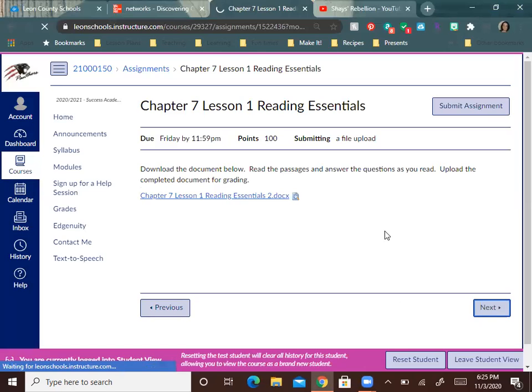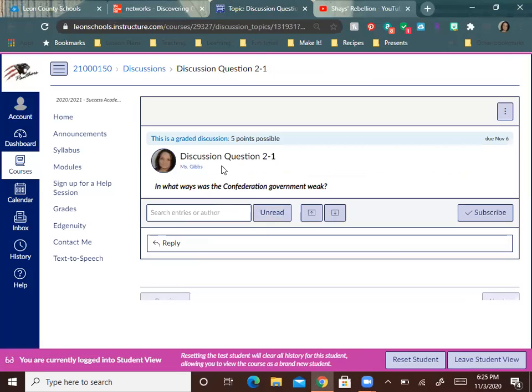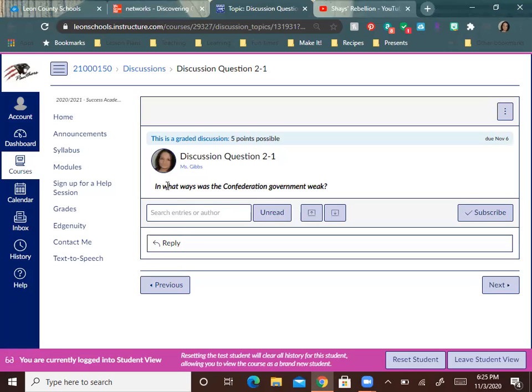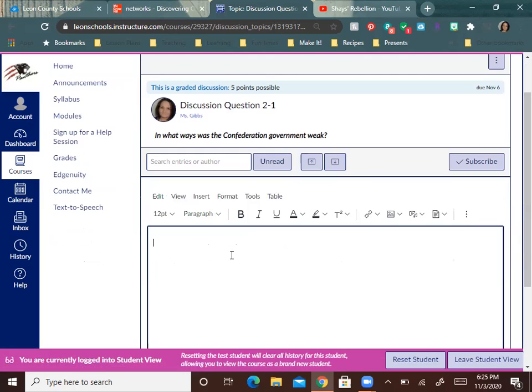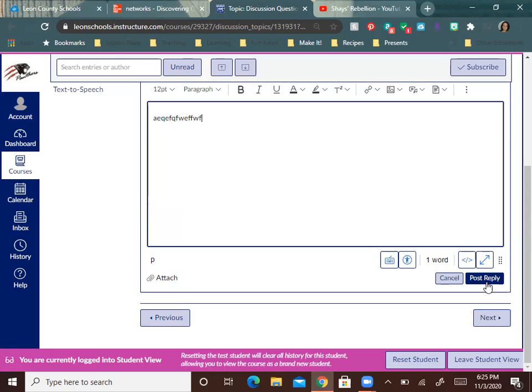The next thing is going to be discussion questions. This discussion question in particular says, in what ways was the Confederation government weak? When I say Confederation, I mean the Articles of Confederation. Don't type your answer here because that's a search box. Click the reply button and a box pops up. You can type your response here and then click post reply.